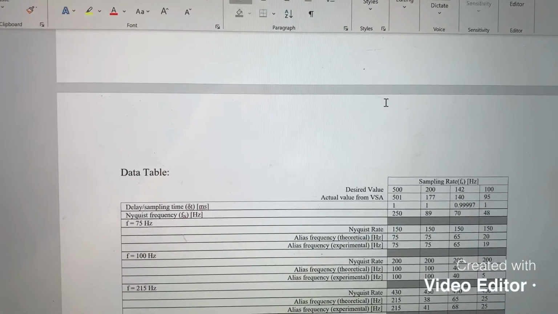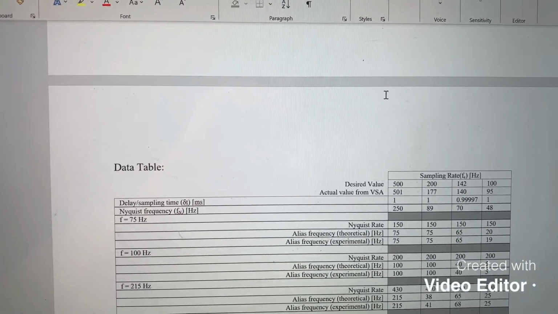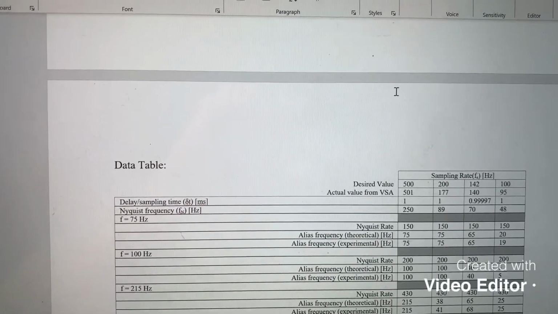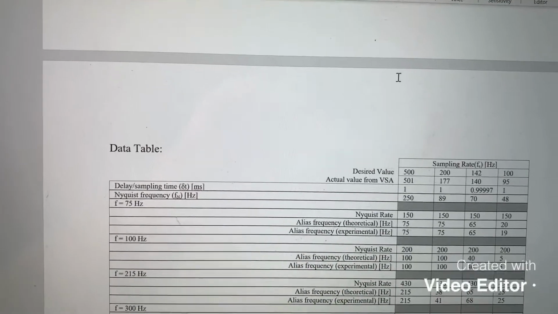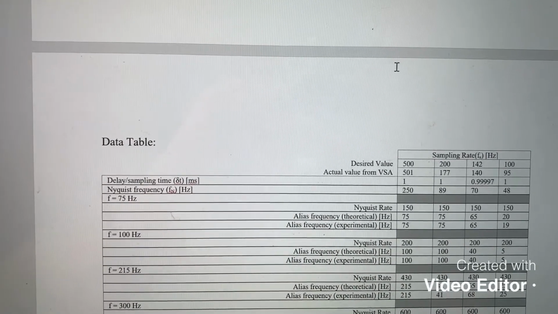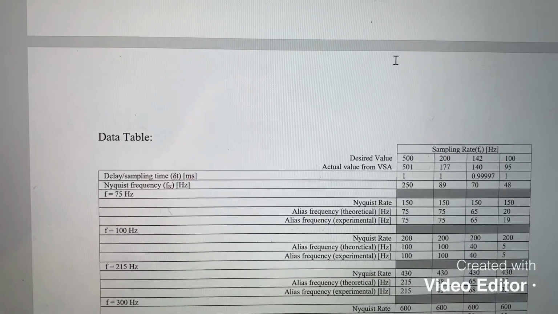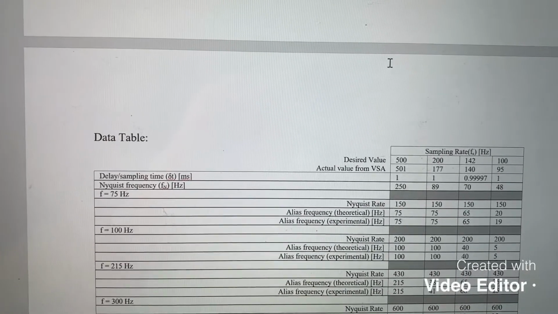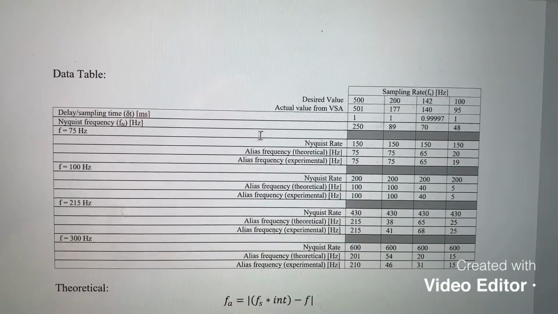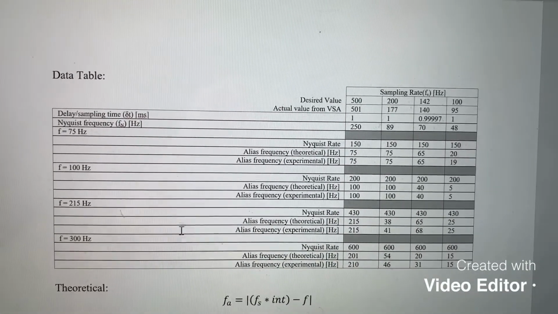Moving on to our data table, we have our desired values and the actual values. As I mentioned, with the potentiometer I had to be very exact, so not all of my actual values are as close to the desired values as I would have liked. However, this lab video is coming in a little bit late. My delay over sampling time values are all roughly 1, and then my Nyquist frequencies are half of the VSA value. Then I have my 4 input frequencies, 75 hertz, 100 hertz, 215 hertz, and 300 hertz.